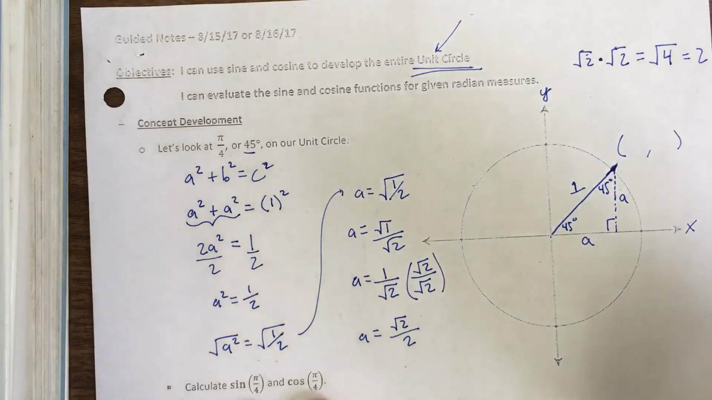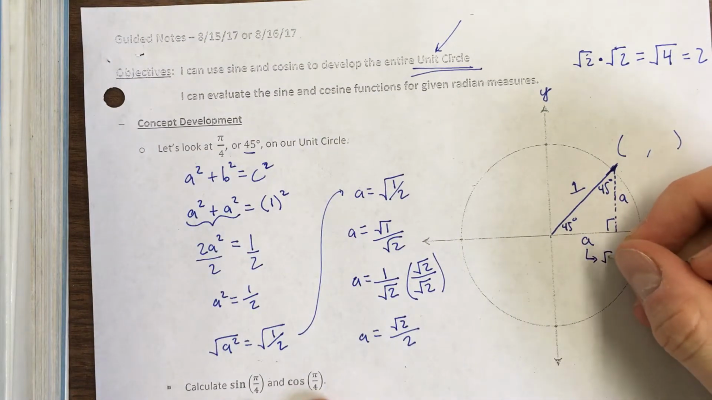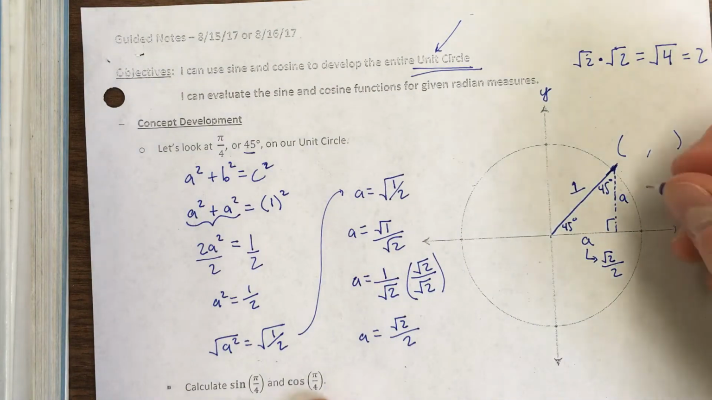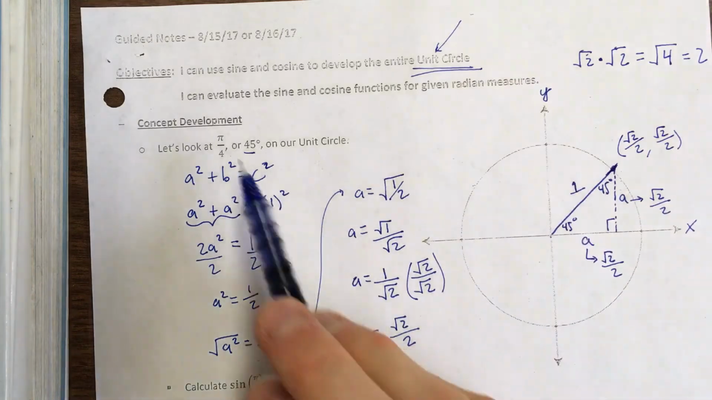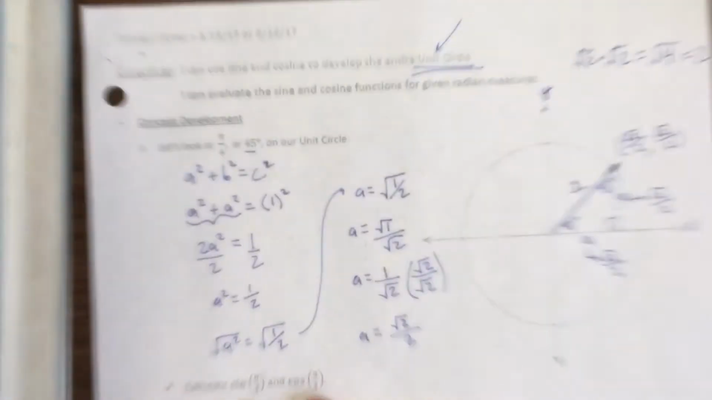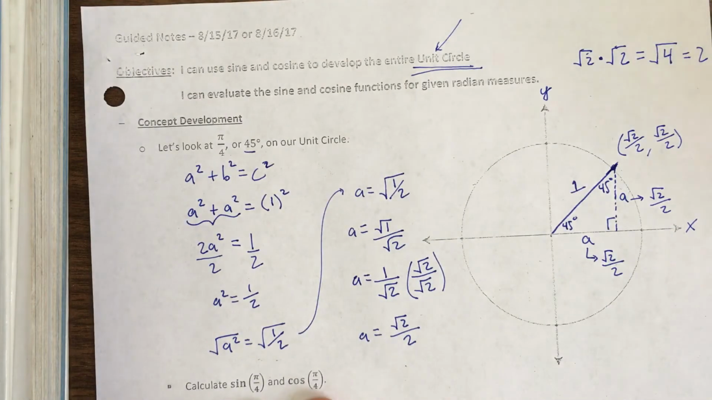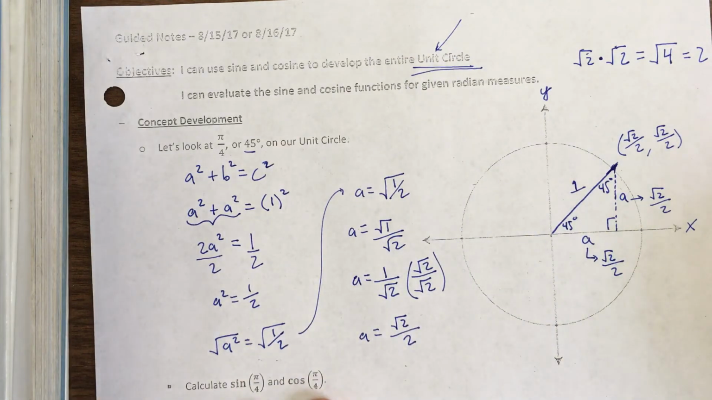If you need to pause, rewind, please go back and do that. If you have questions about anything, find me at school and I can answer that. But A here is square root of 2 over 2. This A is square root of 2 over 2. And so our XY coordinates at 45 degrees, or at pi over 4, because that's the radian measure, is square root of 2 over 2 comma square root of 2 over 2. This is great because we were able to put that ordered pair for pi over 4 on our unit circle. And this is showing us where the actual ordered pair is coming from.